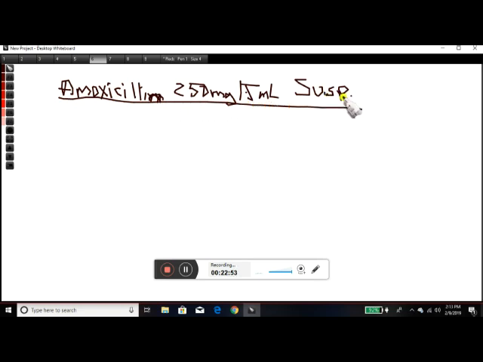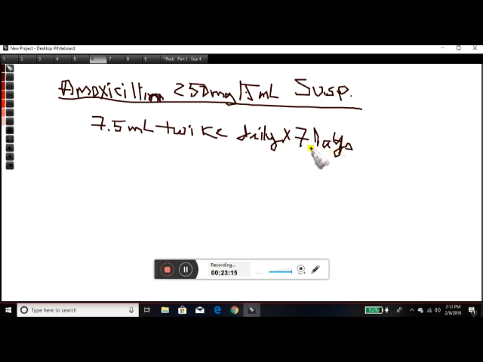But for right now, we need to do 7.5 ml twice daily for 7 days. Antibiotics commonly are getting shorter and shorter in duration of therapy, so we're going to do 7 days. This used to be a 10-day prescription. In the modern era, they have shortened these down a little bit, so we're going to go for 7 days.